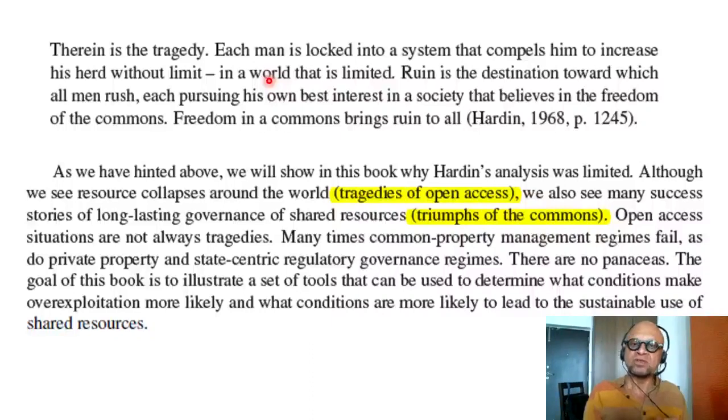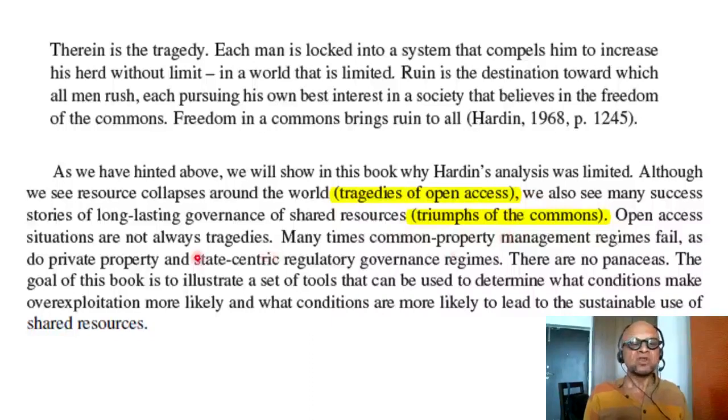Who owns these resources? Is it shared by people and communities? Is it owned by the government? Is it owned by nobody? And so on. So that's what the book is going to build on. To quote more from the book, as we have hinted above, we will show in this book why Hardin's analysis was limited. Although we see resource collapses around the world, so that's tragedies of open access, we also see many success stories of long-lasting governance of shared resources, triumphs of the commons, which is what made Elinor Ostrom's work very unique and really a hope for the future.